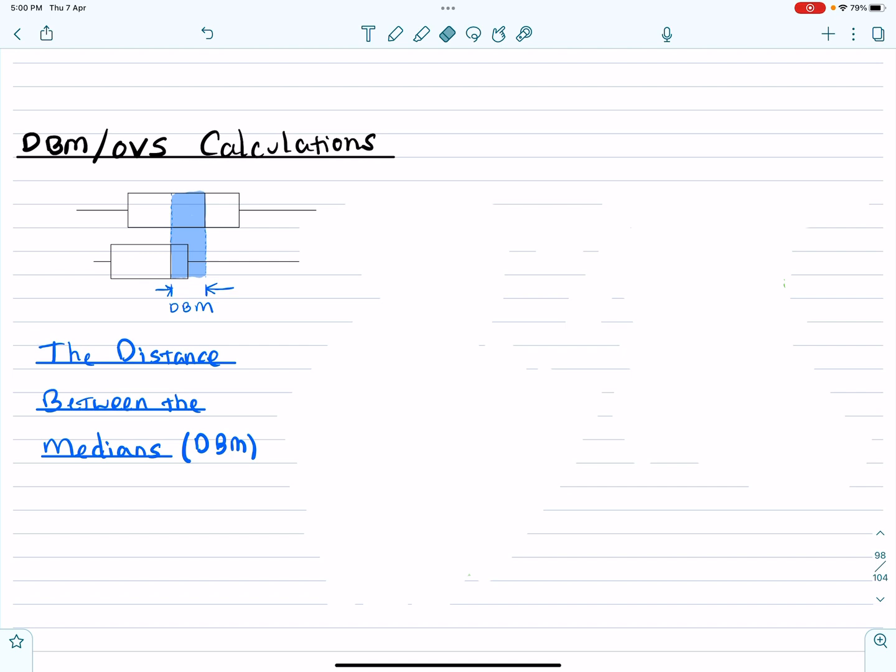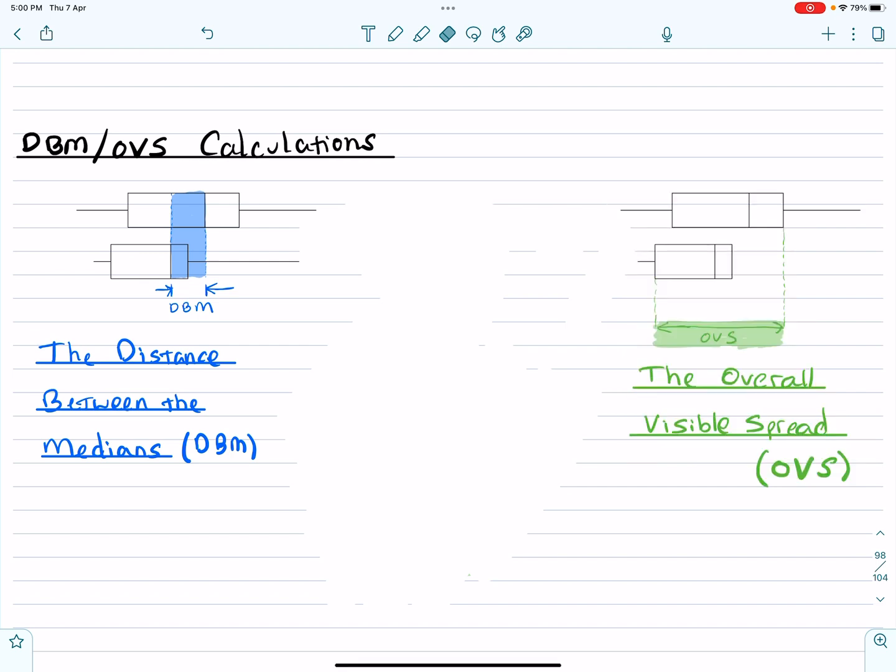Let's take a look at another thing. Remember, we're talking about the middle 50% of this data: the spreads of the two boxes. How much data is there? What's the width of the main data? What we're calling the overall visible spread, the bit in the green, goes from the upper quartile of the larger box to the lower quartile of the lower box. That's where the main data lies. So we're looking to see how close the medians are relative to the bulk of the data.